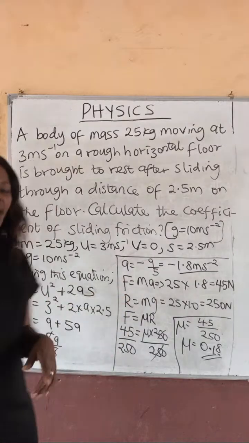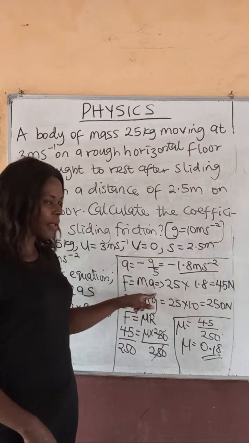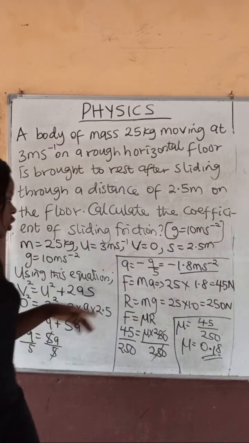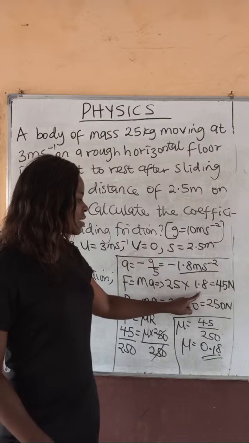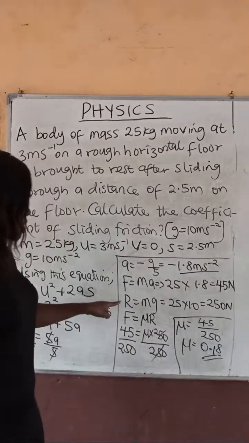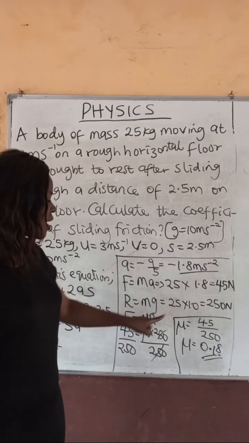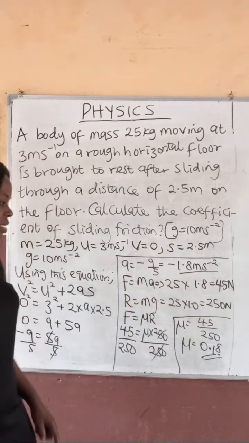Alright, so let's get the frictional force. Frictional force F is equal to MA. Remember, frictional force is the force of opposition. My M is 25 times my A, which is 1.8. I multiply to get 45 Newtons. Then R is equal to mg. My M is 25 and g is a constant, which is 10. I multiply to get 250.